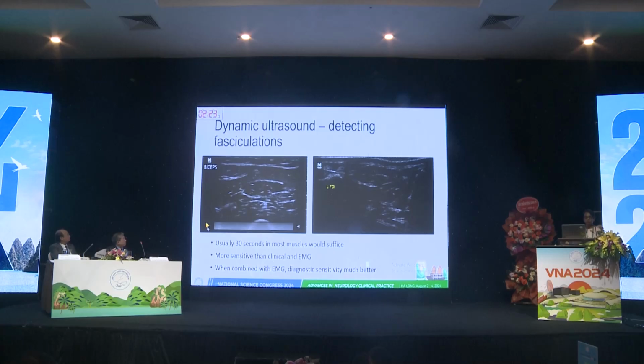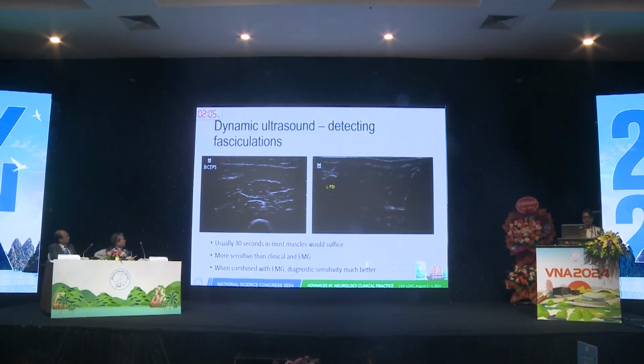So usually the protocol would be to do it, and you can see here, this is a patient with biceps at rest. You can see twitches there, and this is FDI. Yeah, you're convinced? I hope. So you can see the twitching. This is spontaneous twitching, and that's what fasciculation looks like when you do muscle ultrasound, okay?